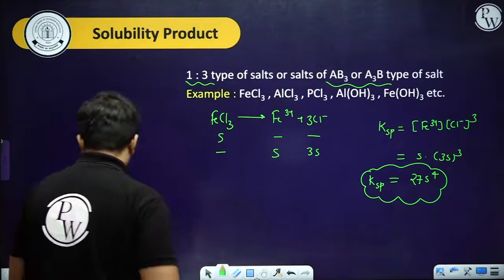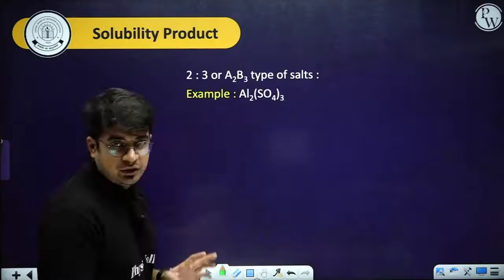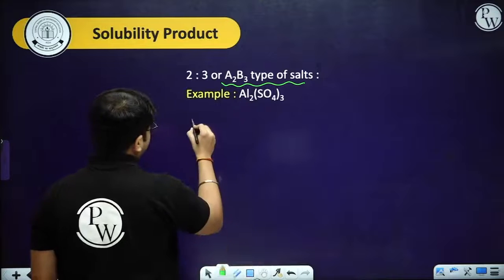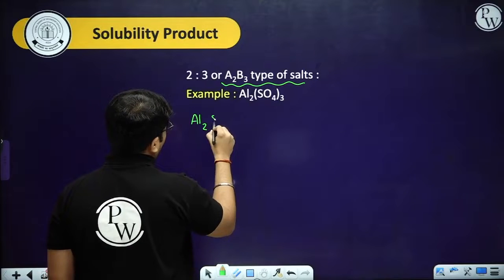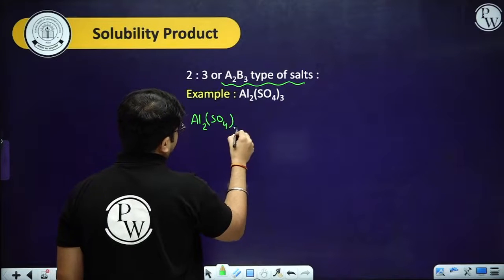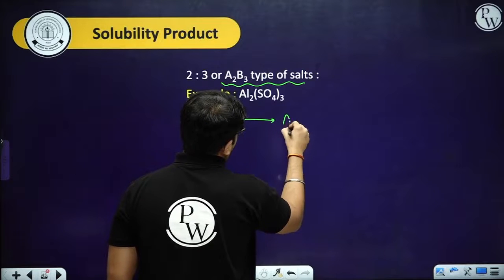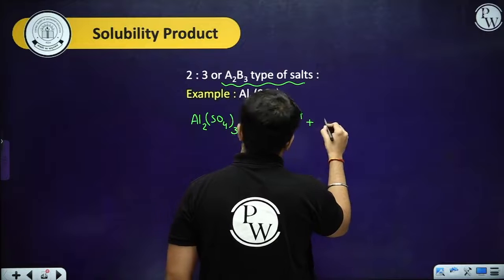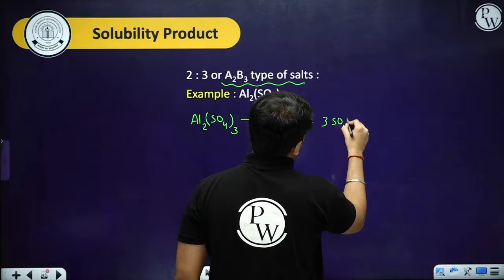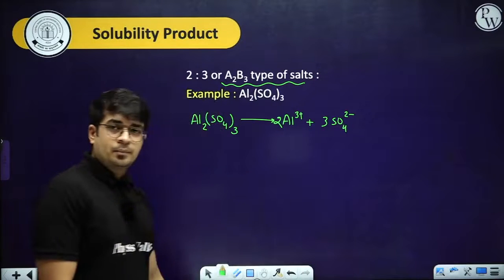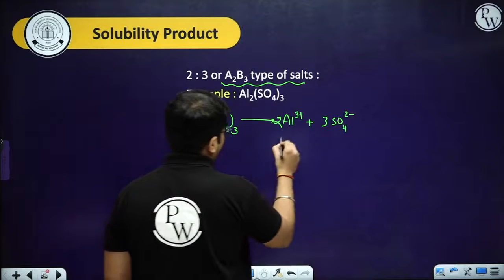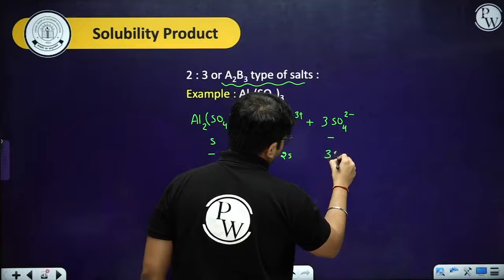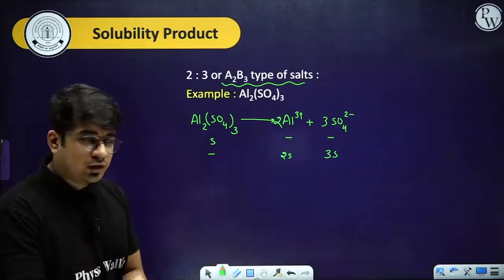Okay. Next thing is 2:3, A2B3 or A3B2 type. So in this particular case, we have, let's say, Al2(SO4)3. It's going to be converted into Al3 positive. How many Al are there? 2 Al are there, and 3 SO4 2 negative are there. Initially it was S, 0, completely consumed. It will be 2S, it will be 3S. Okay, that you have to do in every case.